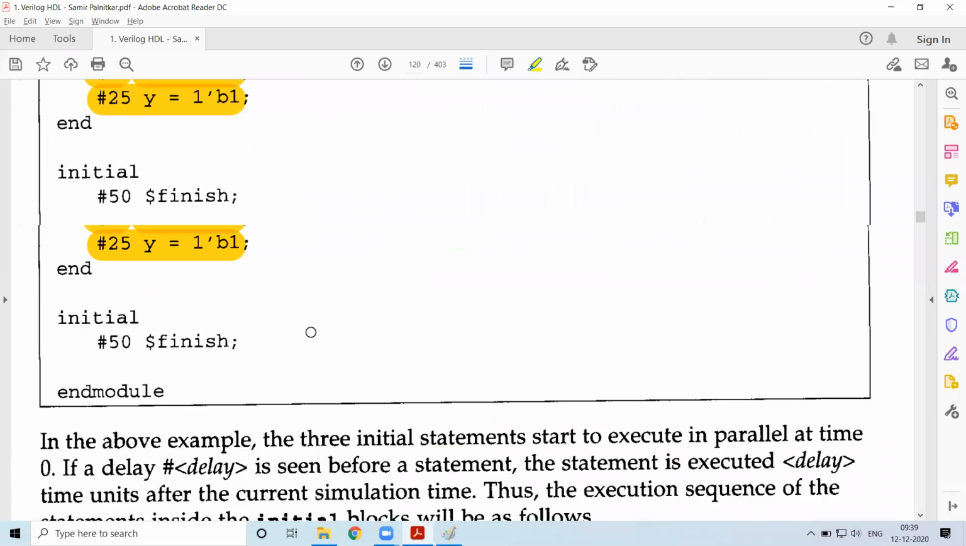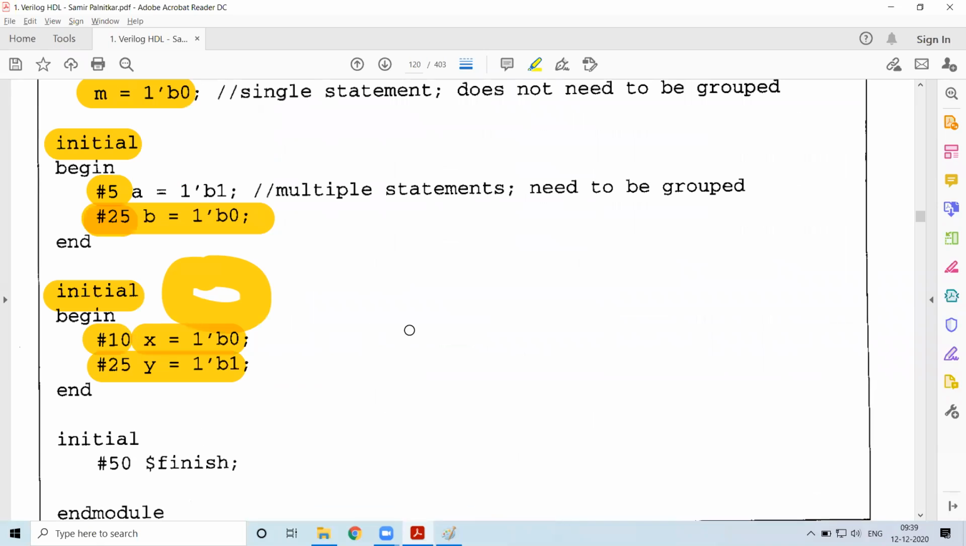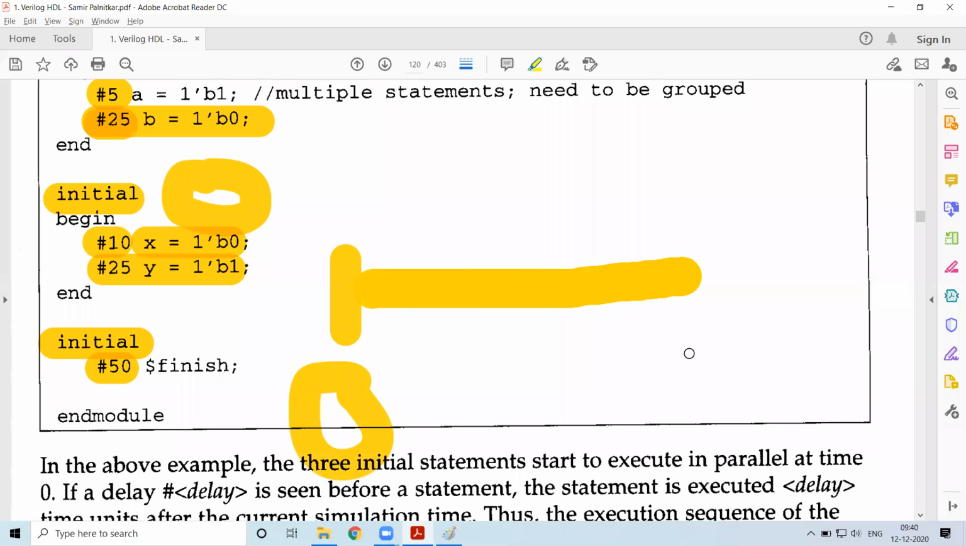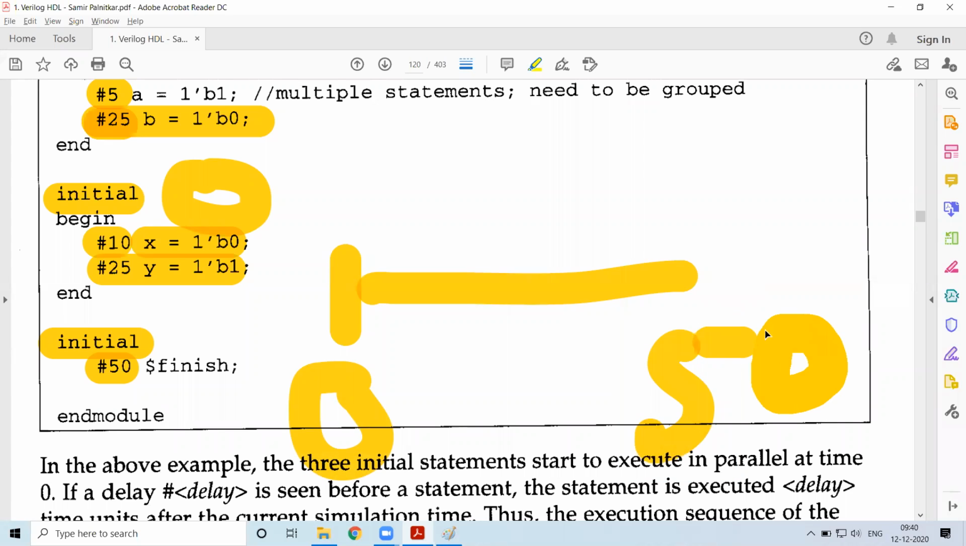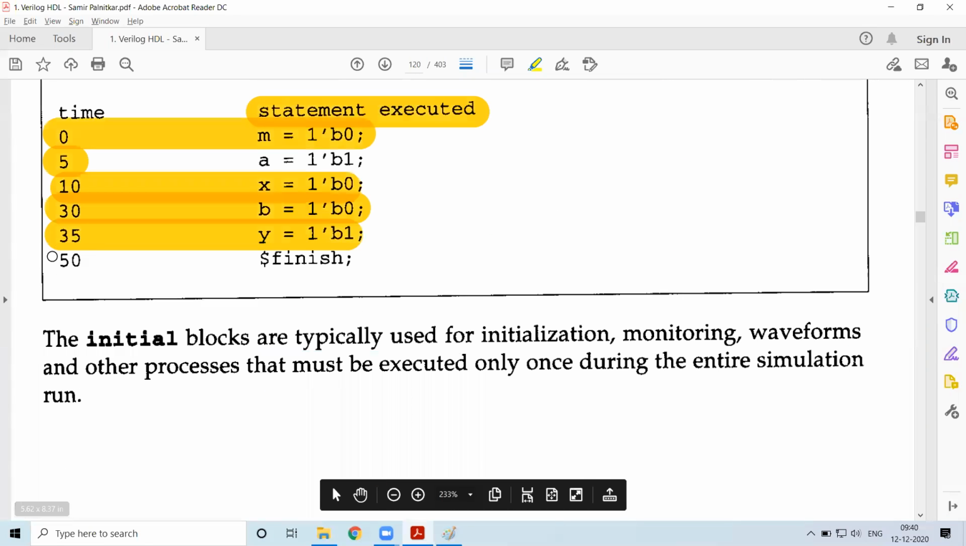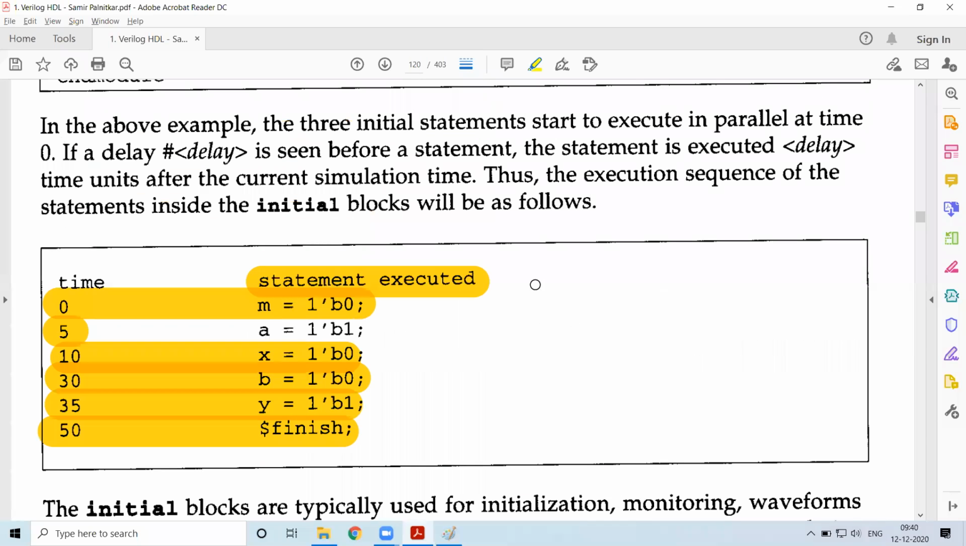So you can see that all the initial blocks start their execution at time t equal to 0. This initial block also starts its execution at time t equal to 0. Here a delay of 50 is specified, which implies that after 50 time units from 0, the finish task will be executed. So this is how it goes with the initial block.